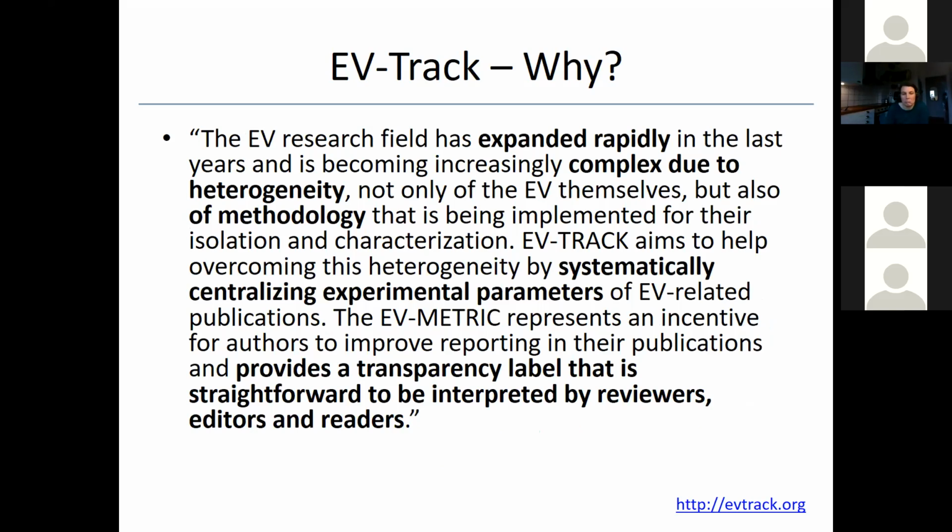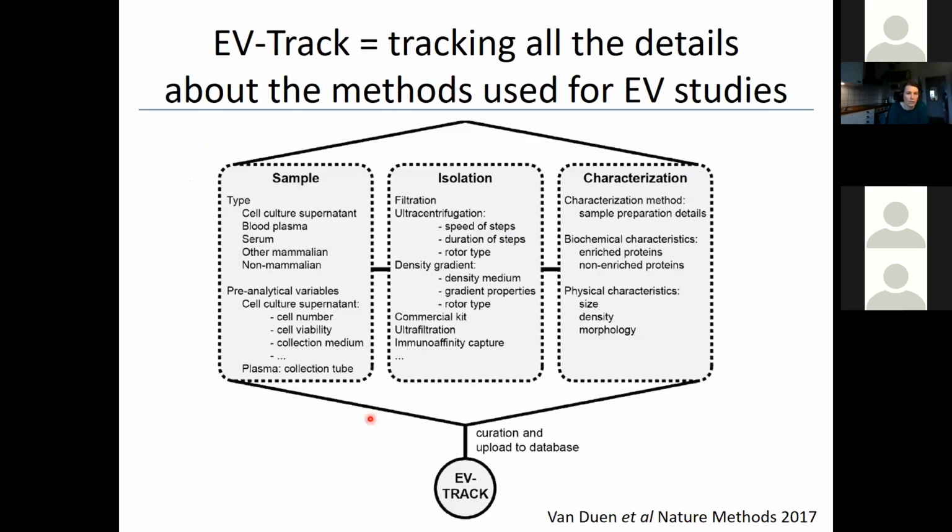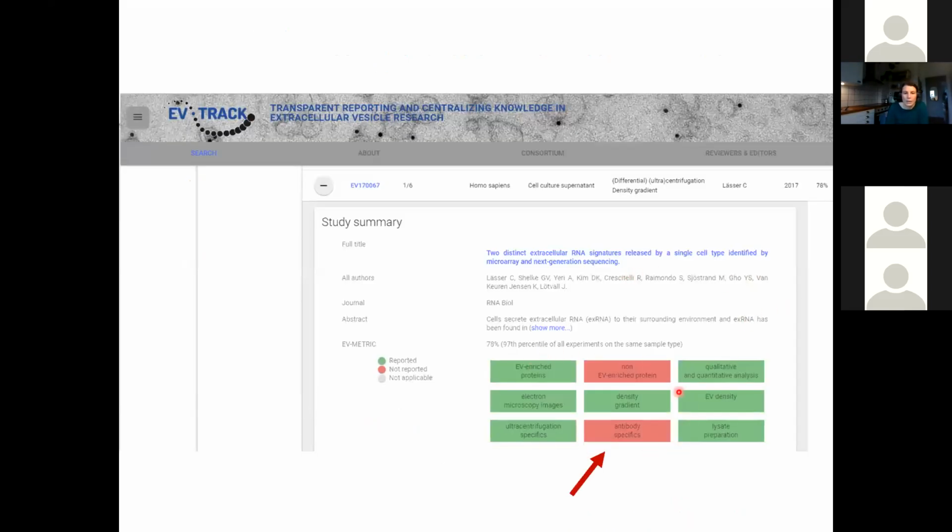Well, as I highlighted before, you have this rapidly expanding field, and it's very complex due to heterogeneity. We have several different methods, and we need to systematically centralize experimental parameters to provide transparency for reviewers, editors, and readers. So basically in EV-Track, you have to fill in this information about sample, isolation, and characterization of the vesicles. And then in the end, you get a score.